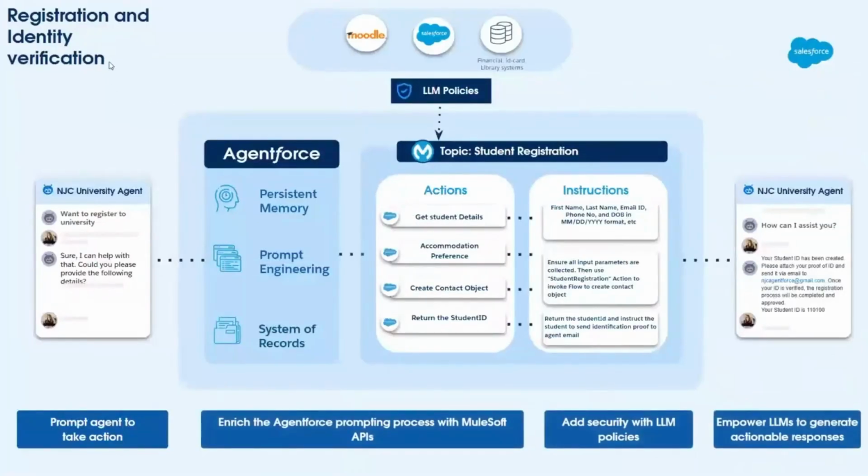So for the first scenario, we have a topic. So Stefan mentioned what is topic, actions, and instruction. So basically, this is a high-level task that the agent is trying to do. So the actions that the agent will do in this topic is, first of all, it will get student details. All the different parameters that we need to get from the student, we have to give in the instructions.